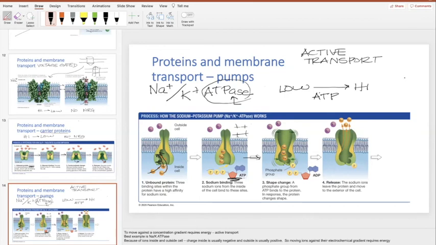Another consequence of this conformational change is those 3 active sites go away. So now we have a situation where we're closed here, open here. Sodium is no longer bound to this protein, and so it's just going to float out into this region up here. So now we have moved sodium against its concentration gradient.